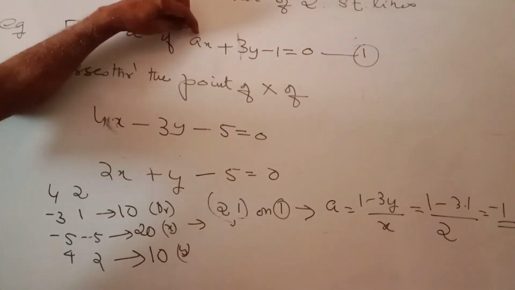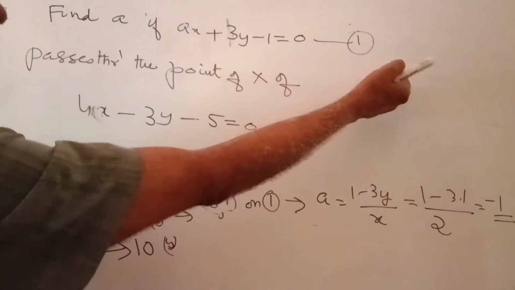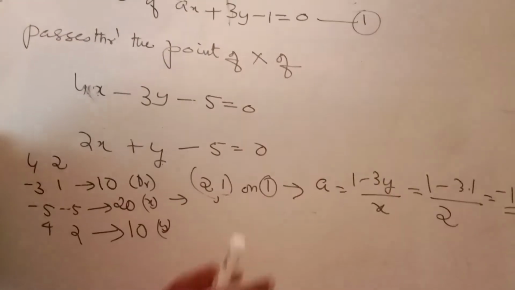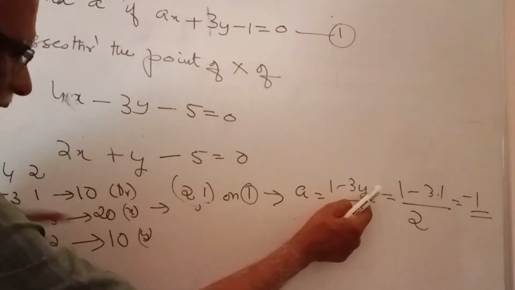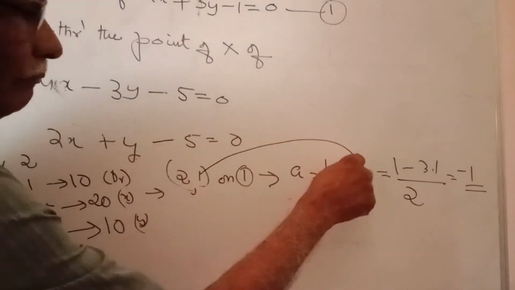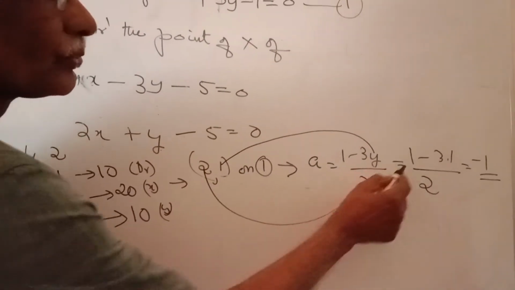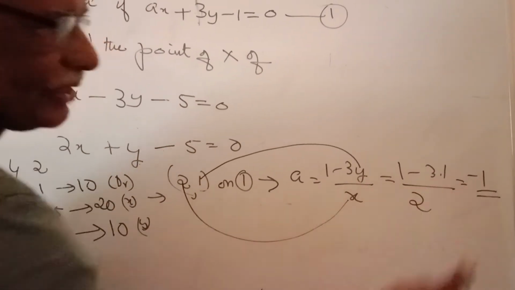And they are asking what is A. So A can be obtained directly. This fellow will go to the other side and x will go down. So A is (1 minus 3y) by x. And put the y value. You can see the y value is 1, x value is 2. So 1 minus 3 by 2, or minus 2 by 2, is minus 1.